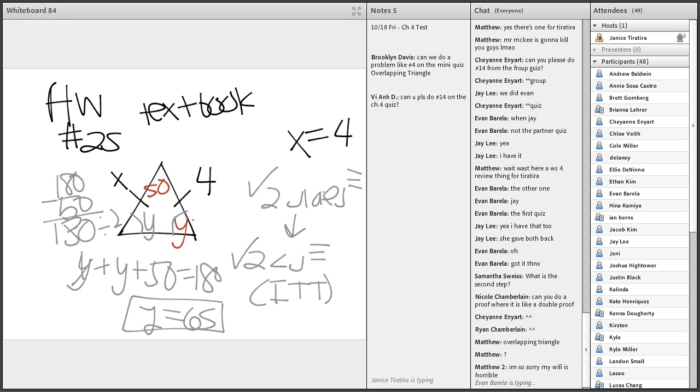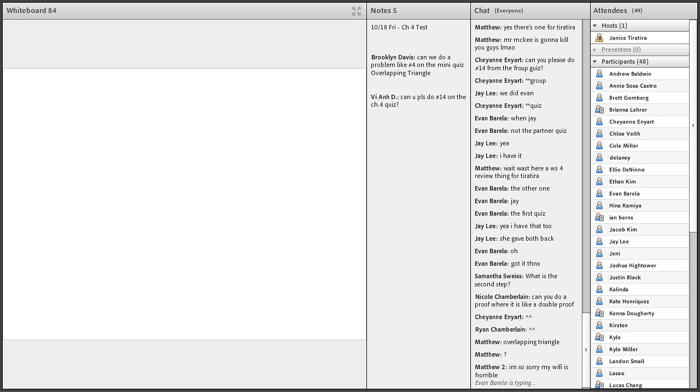So from the mini quiz that I gave, I don't think every teacher gave it, but it was just extra practice from 2 days ago, it looks like this. And I think it's from the book. So number 4 from Tira's mini quiz. Overlapping triangles.